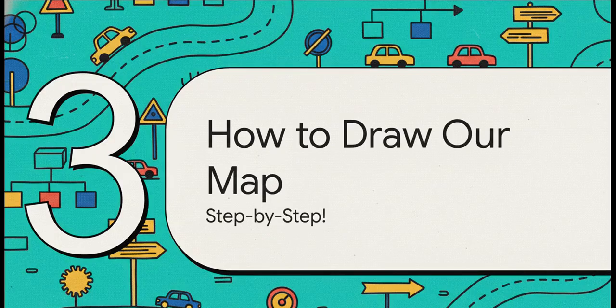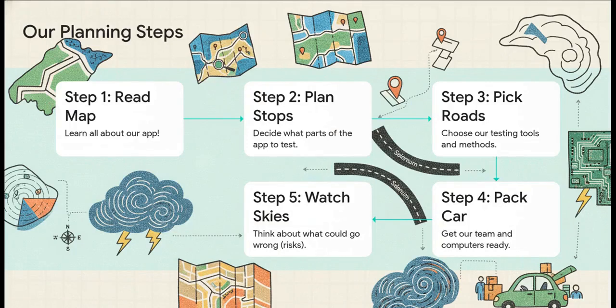So we know our map is called a test plan, but how do we actually draw it? What goes on the map? Let's find out. It's time to learn how to create our test plan one step at a time. Drawing our map has 5 super simple steps. Step 1, read the map. That just means we learn everything we can about our new app. Step 2 is plan our stops.